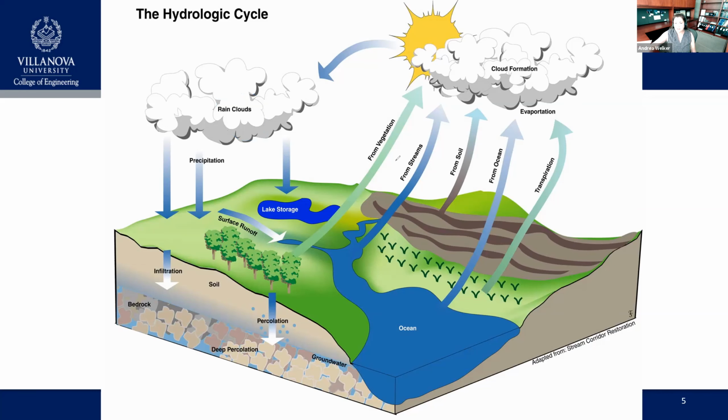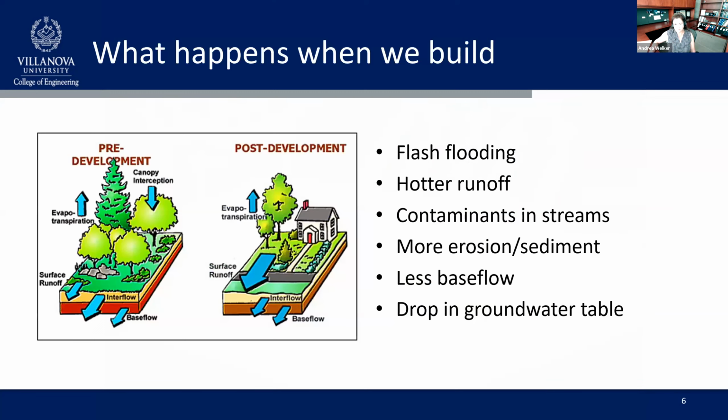So if we think about what could happen when we do have development, let's see if I can get the slide to advance. There we go. We see that we disrupt this hydrologic cycle. Evapotranspiration is still occurring, but because there's less trees and less vegetation, there's going to be less evapotranspiration. There is also less evapotranspiration because there's less infiltration occurring, because this runoff arrow becomes much, much bigger than it was before.